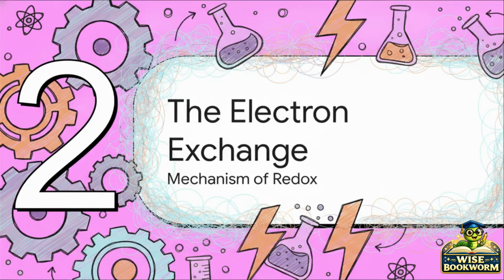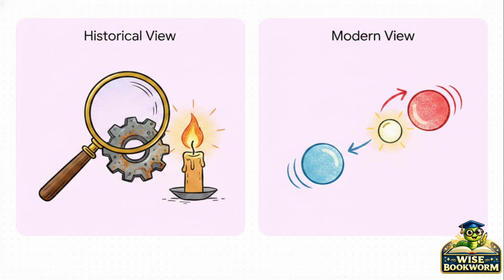That brings us to Section 2, the electron exchange. You know, the way we understand this today isn't how chemists always saw it. Back in the day, they'd watch things rust or burn and figured, hey, this is literally just about adding oxygen to an element or maybe taking away hydrogen, which makes sense based on what they could see. But as the science evolved, there was this massive paradigm shift. Chemists realized oxygen wasn't always the main character.